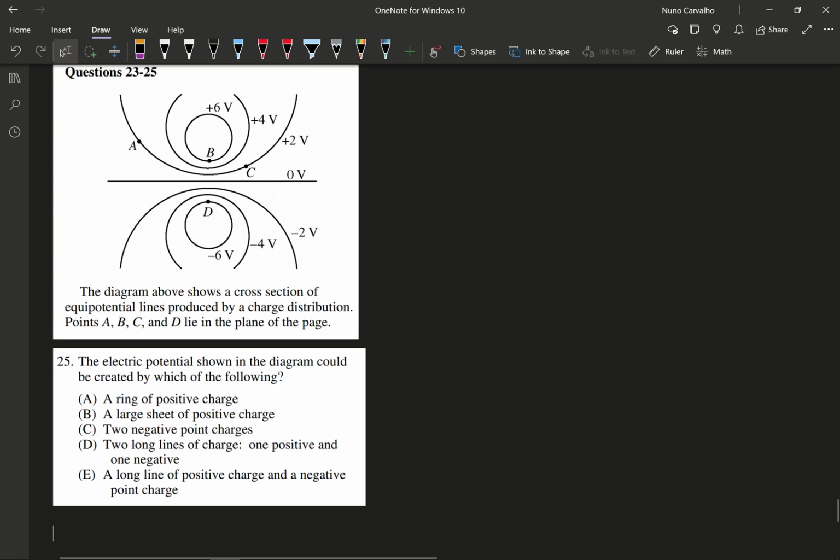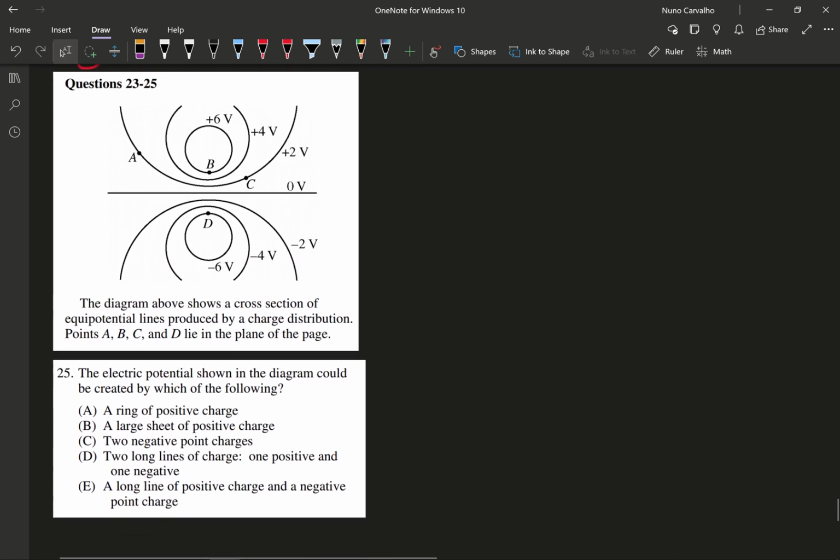Number 25 is still the same equipotential diagram from before, but now we're asked, the electric potential shown in the diagram could be created by which of the following? And so before we look at the answers, because that could take a while to go through, let's instead try to come up with it on our own. Since these are equipotential lines, and we know that electric field lines are perpendicular to equipotential lines, and we also know that electric field lines go from positive to negative voltage, we can already sort of be drawing what these will look like. It'll probably look something like this, and I'm just going to imagine there's probably a charge there, and you'll see exactly why this works out.